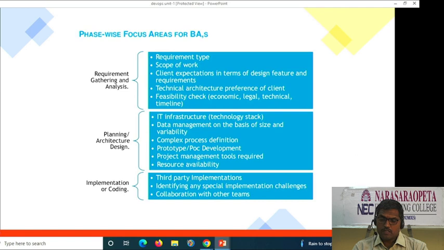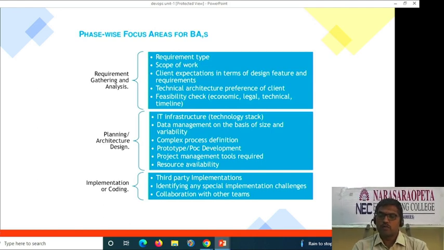Next is planning, architecture and design. This covers IT infrastructure, technology stack, and many IT infrastructure requirements, like the hardware part and the software part, with different types of software and different types of hardware. They have to gather the requirements, then collect and place them, along with data management on the basis of the size and variability of your data. Then you gather the data management tools, complex process definitions, prototypes, POC development, project management tools required, and resource availability. These all come under planning and architecture design.